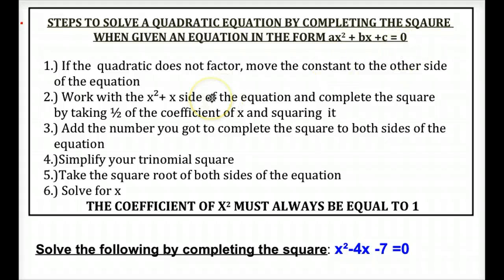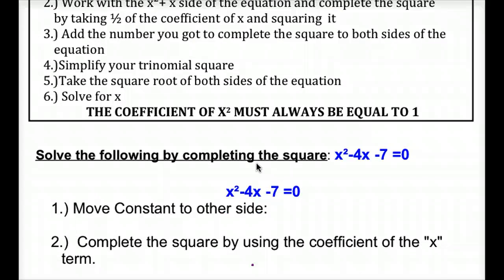If the quadratic does not factor, meaning I can't do my a, b, and c, move the constant to the other side. I'm going to work with the x squared plus x side of the equation and then complete the square by taking half of the coefficient and squaring it. Then I add the number that you got to both sides of the equation, simplify my trinomial, take the square root of both sides and solve. Yes, I know it seems like a lot, but look how simple this is.